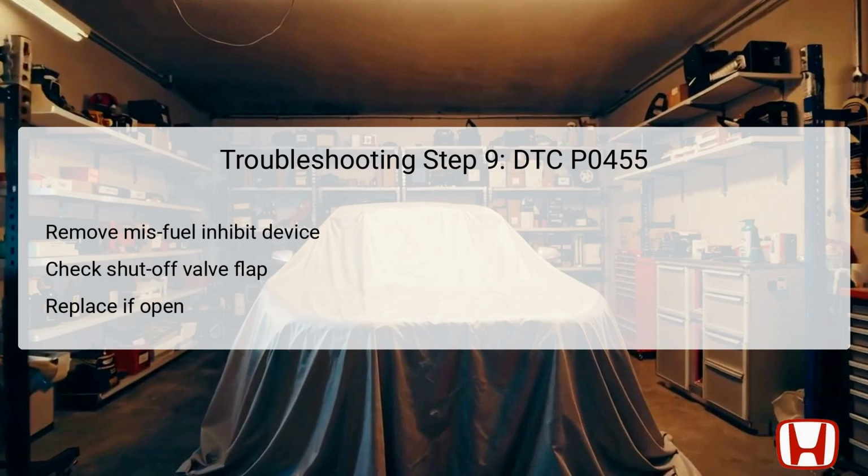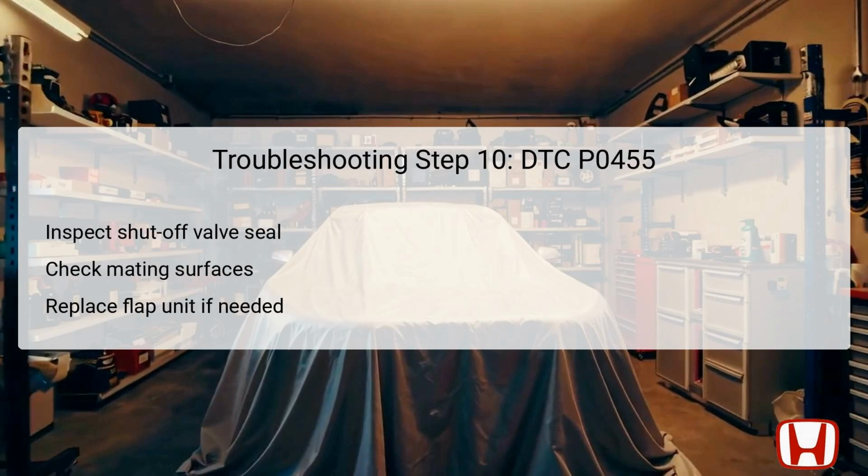Step 9 requires you to remove the misfuel inhibit device, which often prevents misfueling. After this component is off, you will examine the flap of the shutoff valve to determine if it is closed. If the flap remains open or does not seal correctly, this could allow fuel vapors to escape rather than be contained as they should be. In such a case, replacing the main flap unit becomes necessary to restore the valve's integrity. Ensuring the proper function of the shutoff valve is crucial for maintaining the effectiveness of the EVAP system.